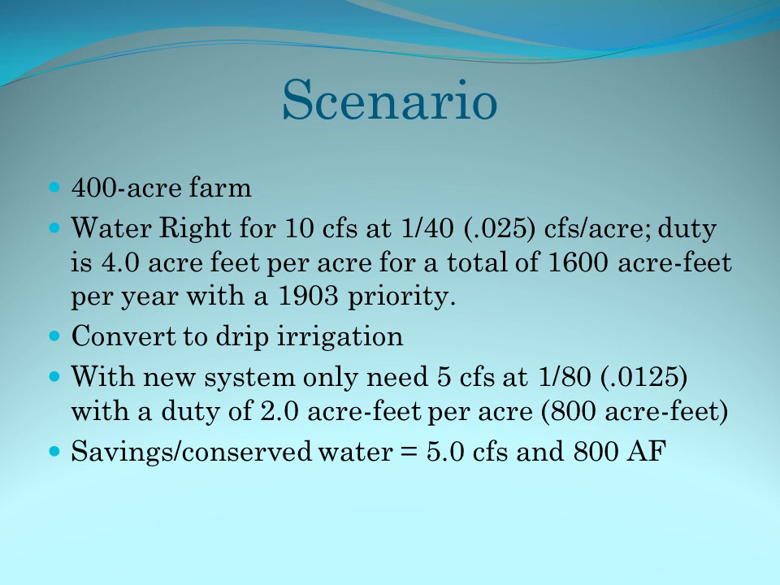Say you have a 400-acre farm. Your water right allows you 1/40th CFS per acre and a duty of 4 acre-feet per acre with a 1903 priority date. That equals a total of 10 CFS and 1,600 acre-feet per year. You currently flood irrigate your property and then decide to convert to a drip irrigation system, whereby you will only need 1/80th of a CFS and 2 acre-feet per acre. That is a total savings or conservation of 5 CFS and 800 acre-feet.